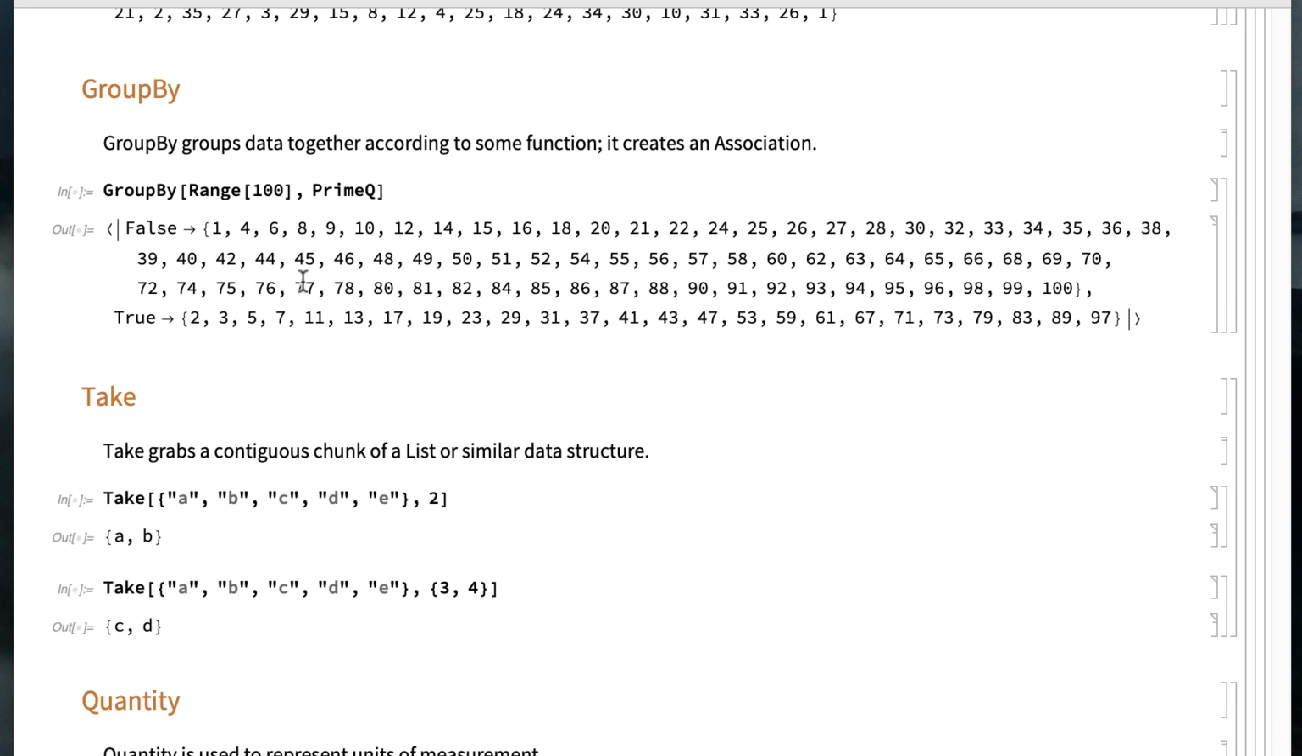Group by. Group by says, hey, you've got some data. Here are the numbers from 1 to 100. And I want to group them into an association in which the keys are the possible values of applying a function to those values. And the values are what values within my original argument are associated with that key. So that's what group by does. And hopefully you can see here that here are all the numbers that aren't prime. And here are all the numbers that are prime.